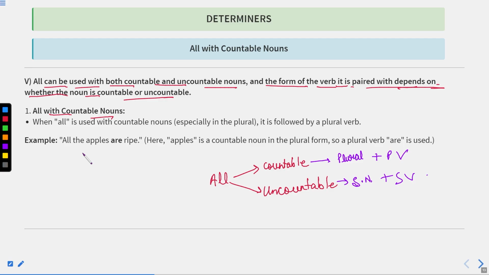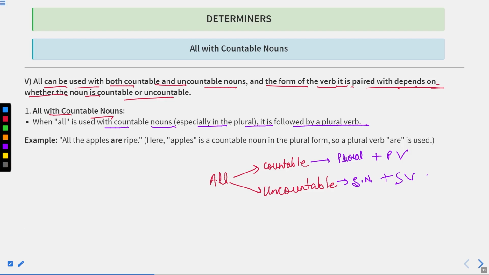Now, with countable nouns, it will be used in plural form. For example, I can say, all the students have come. So students are plural, and we have used the verb have with them. For example, all is used with countable nouns, especially in plural.